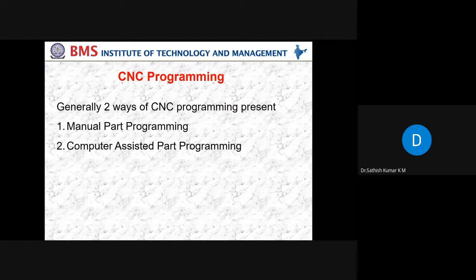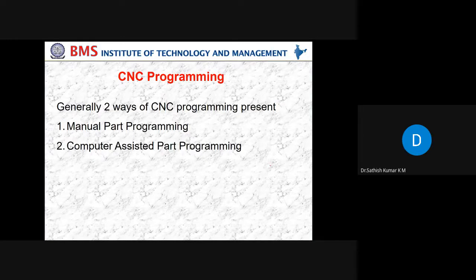Now this is the first part. Next is going to be CNC programming. If you observe the case of CNC programming, we have two different types which are going to be present. One is called manual part programming. Please remember, manual part programming is nothing but MPP. The second one is called computer assisted part programming.